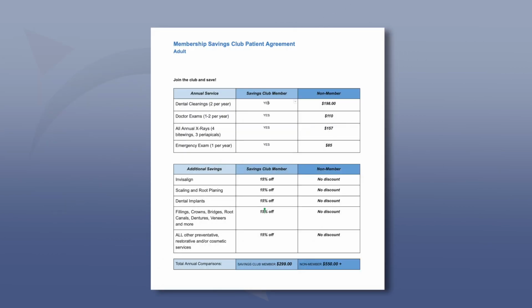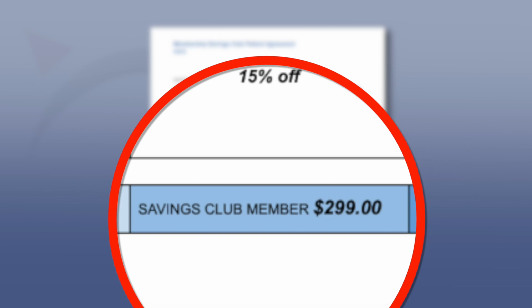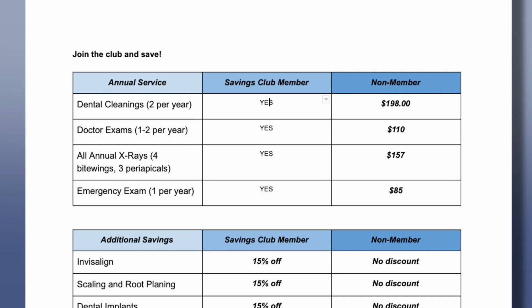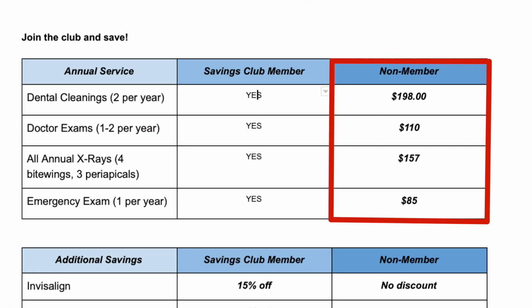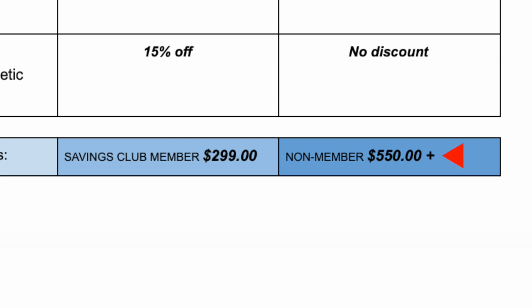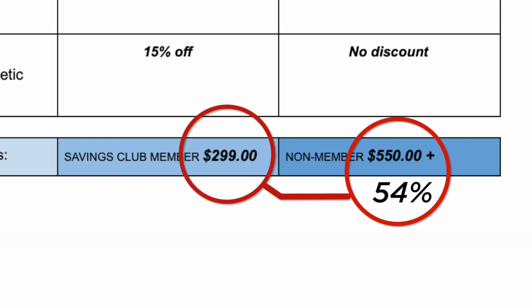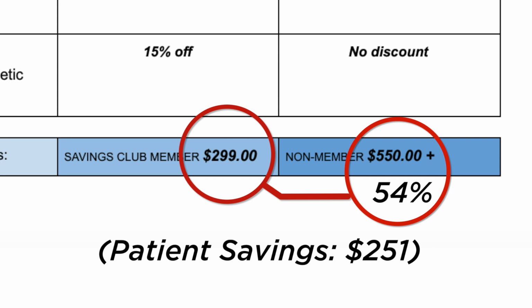Let's look at the exact plan that I created for the practice in Kansas City. For a healthy adult, we charge a $299 annual fee for our plan, which we call the Membership Savings Club. I arrived at this number by looking at the full fees for our preventive basics. Those add up to $550. Our $299 membership is only 54% of our full fees, but there are a few reasons why we settled here.